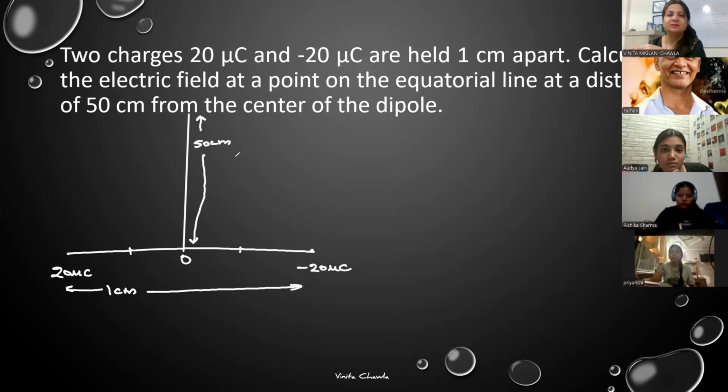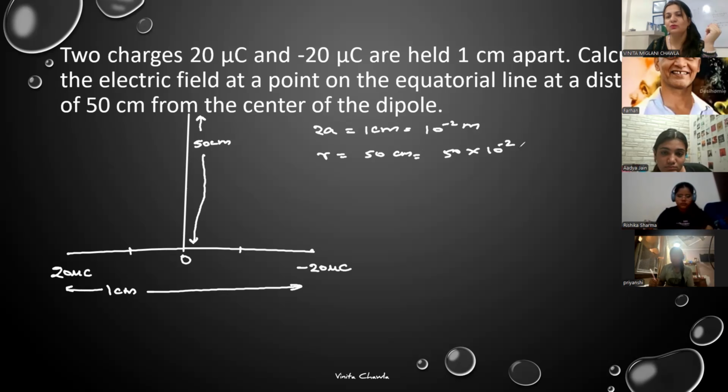So this distance is given. So 2a is 1 centimeter. So we can write this in meter again, 10 power -2 meter. And r is 50 centimeter. So 50 centimeter, we can write as 50 into 10 power -2 meter. And charge is given, it is 20 microcoulomb each. So we can convert this into coulombs just by multiplying it by 10 power -6.